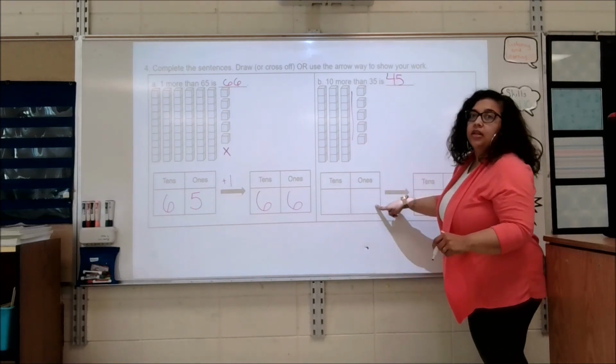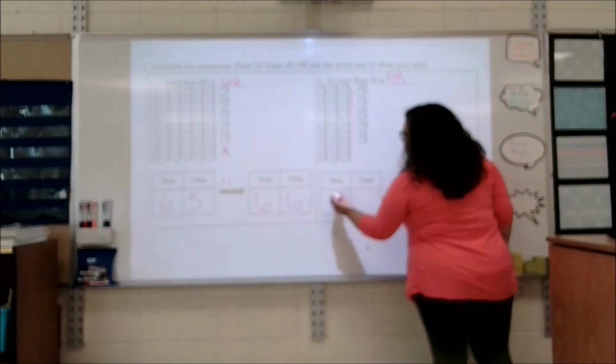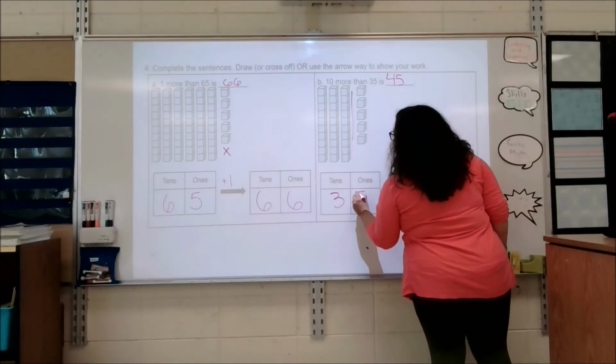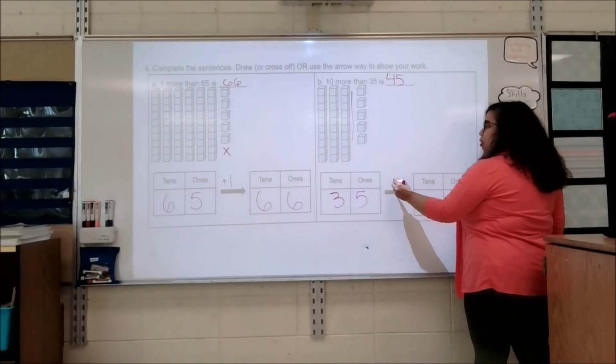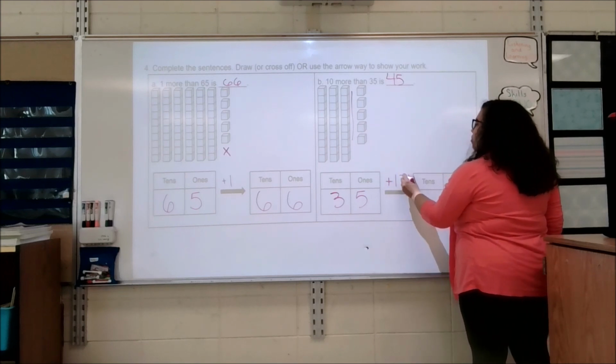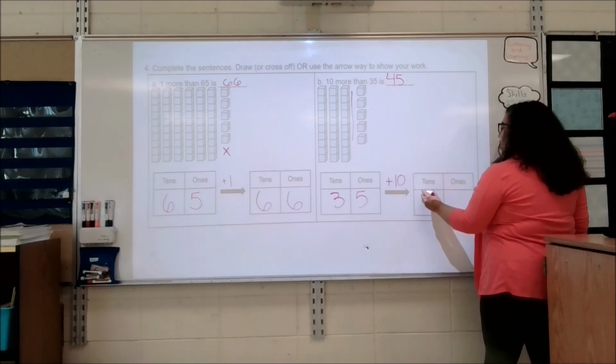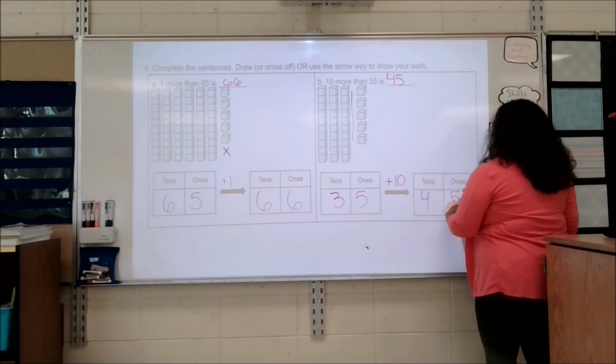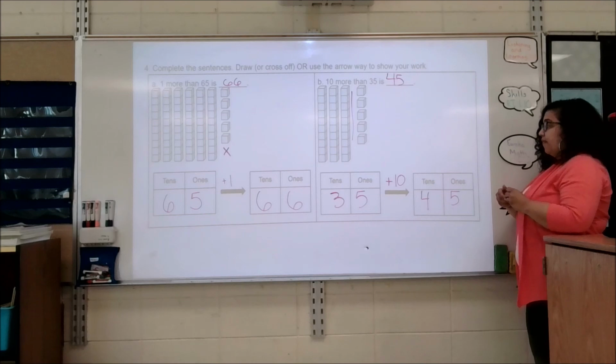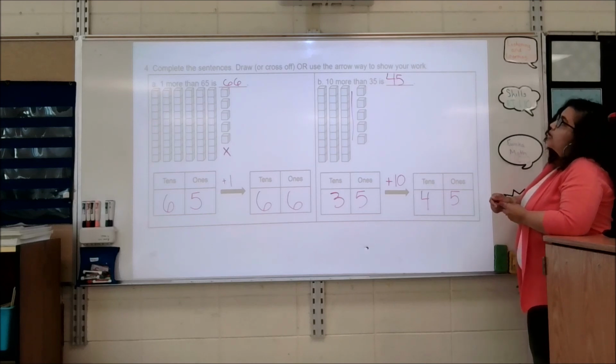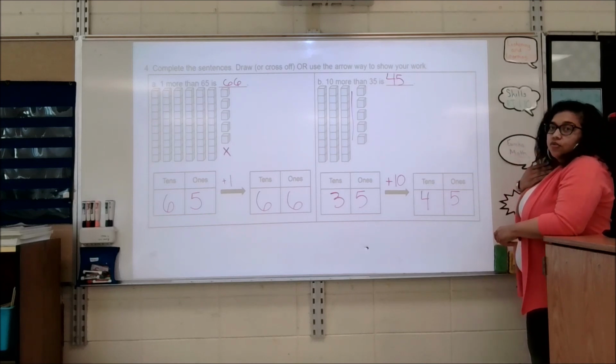Now here, completing the arrow way, we write what we started with, which was 3 10s and 5 ones. On the arrow, we write the change we made, which was to add 10, or add a group of 10, and that resulted in our new number being 45. 4 10s and 5 ones. So 10 more than 35 is 45.